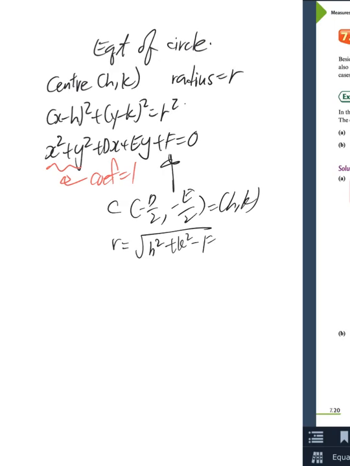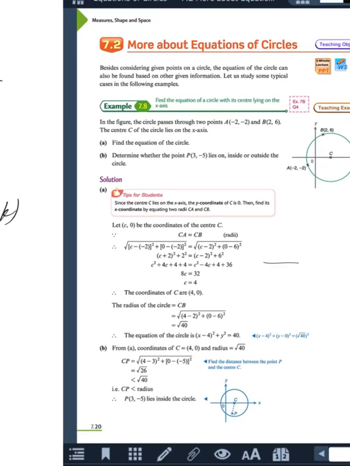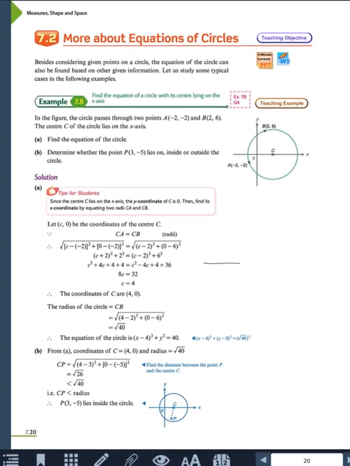Okay, so now let's start chapter 7.2, more about equation of circle. In this chapter we still need to find the equation of circle. Therefore, we need to find the location of the center as well as the radius. Alright, let's see the example of 7.8.